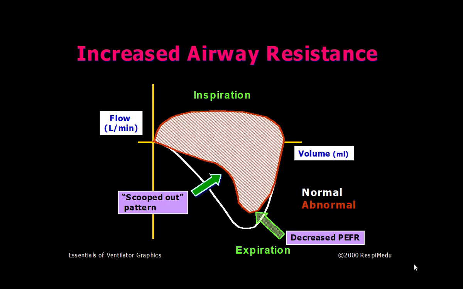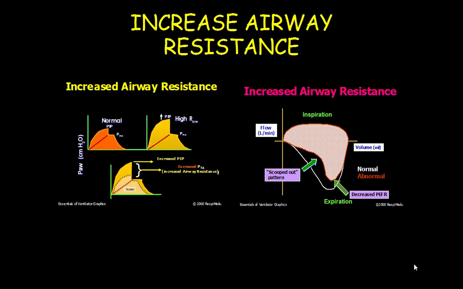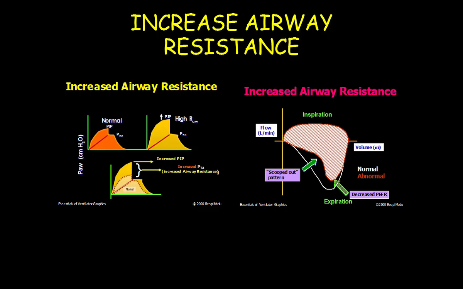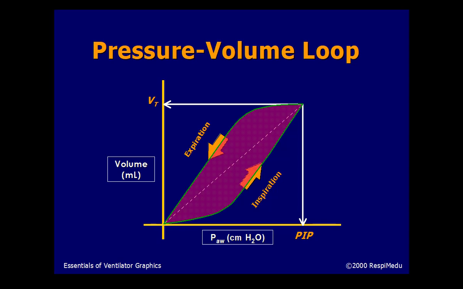On a flow time, this will show as a decreased peak expiratory flow rate and a prolonged expiratory time. Right? Decreased peak expiratory flow rate and a prolonged expiratory time. On a pressure time, it showed as a very high difference between the peak and the plateau. So the same thing can be seen in different parts, and then you can understand the same.